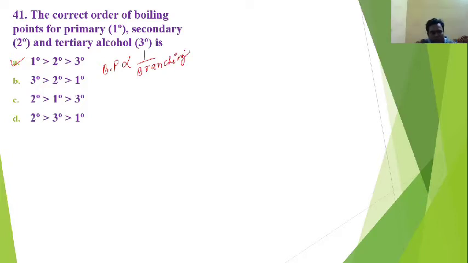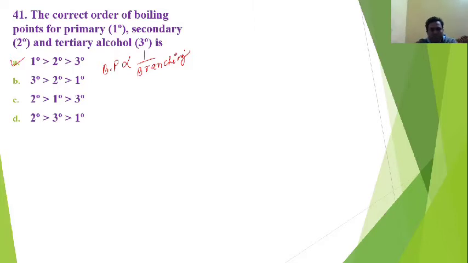Since primary alcohol has less branching, its boiling point is more. The order of boiling point is primary greater than secondary greater than tertiary. If branching occurs, there is a decrease in size.